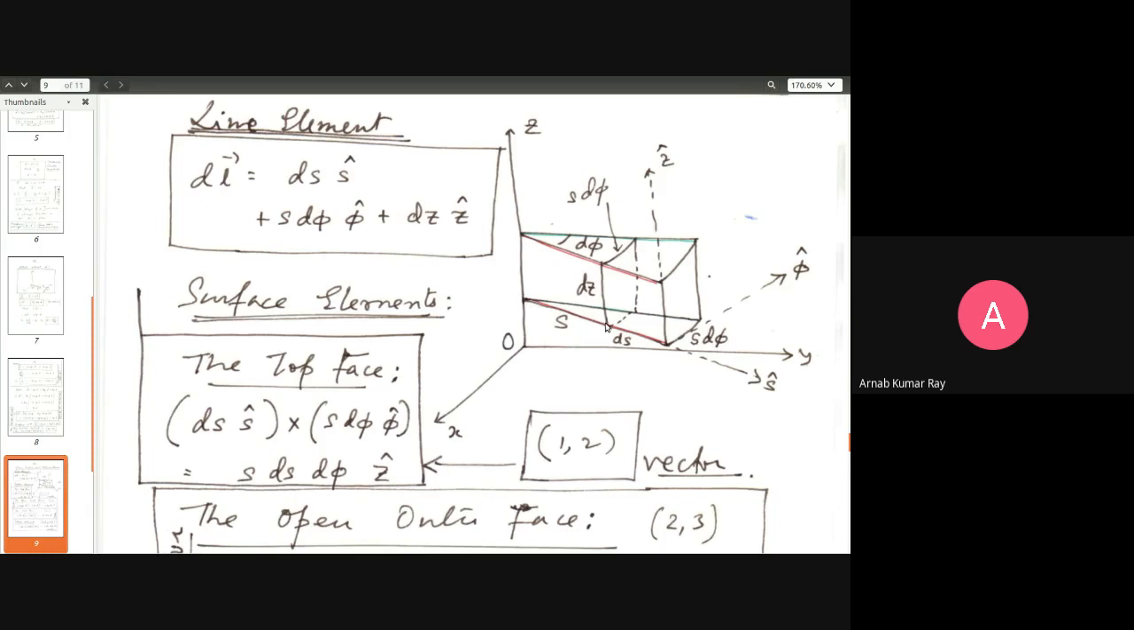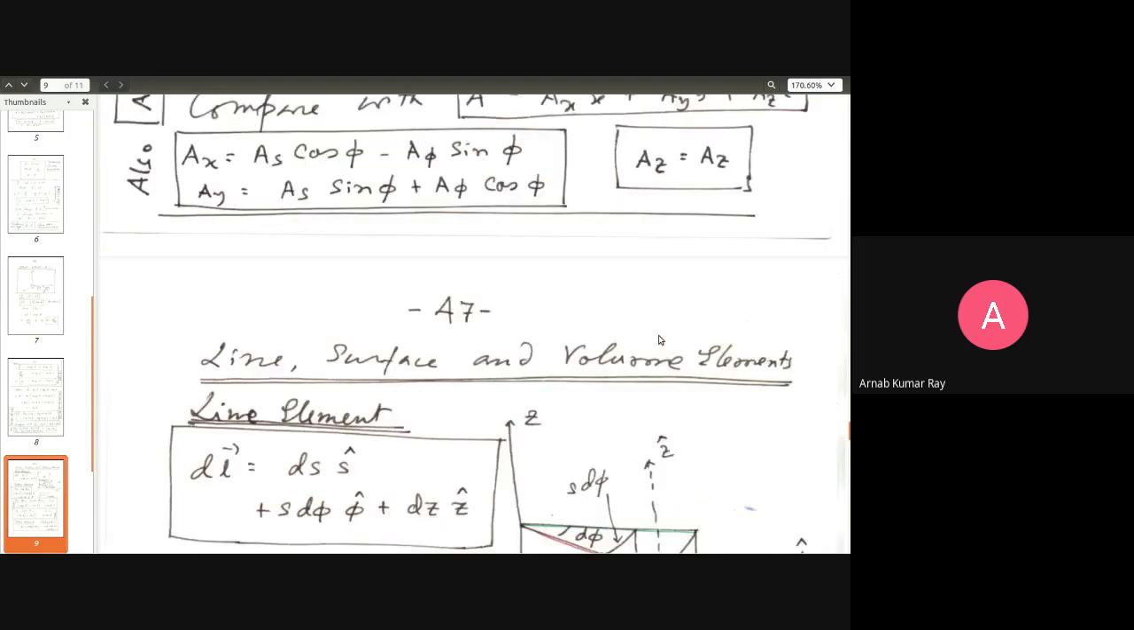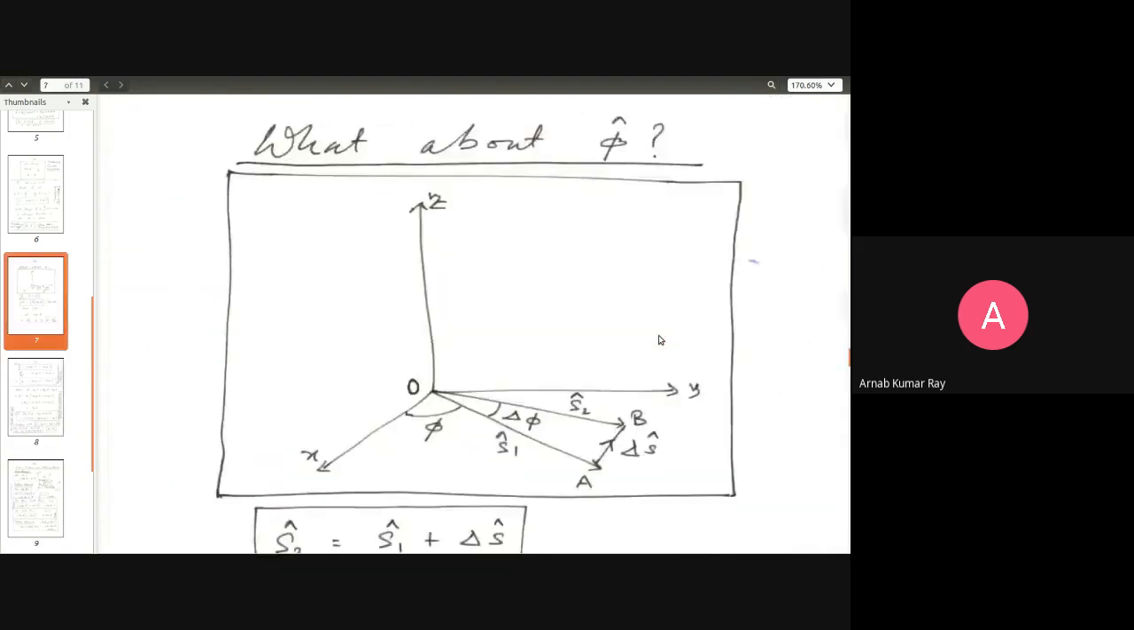So this is s. This is your starting point. Then from here, you have taken a small, infinitesimally small step forward, and the value of that step size is ds. From here you have started and gone some distance ds along the s cap direction.